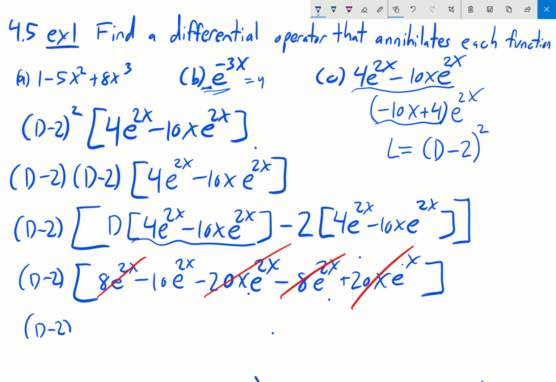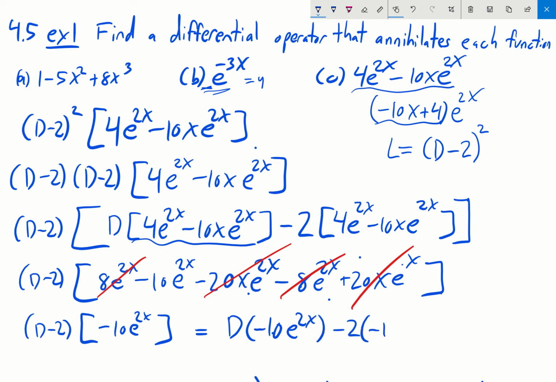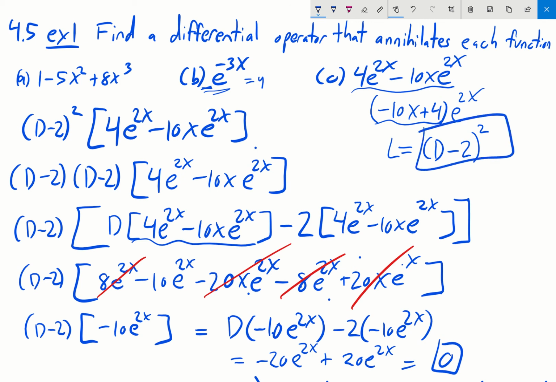We're going to apply D - 2 to -10e^(2x). That is, we need to take the derivative of -10e^(2x) and then subtract twice that function. The derivative of this would be -20e^(2x). This is a positive 20e^(2x), and sure enough, it does simplify to 0. So the differential operator (D - 2)^2 would annihilate the function 4e^(2x) - 10xe^(2x).